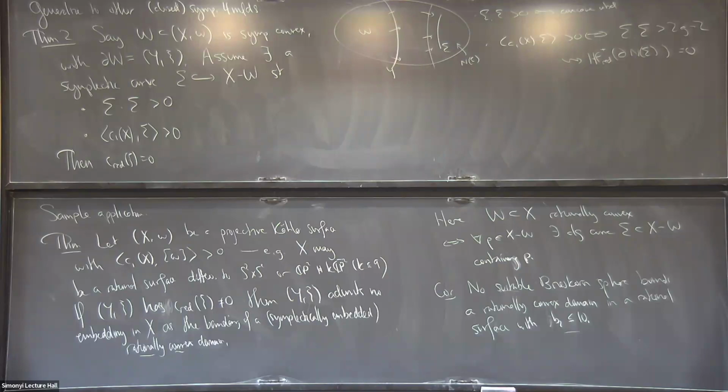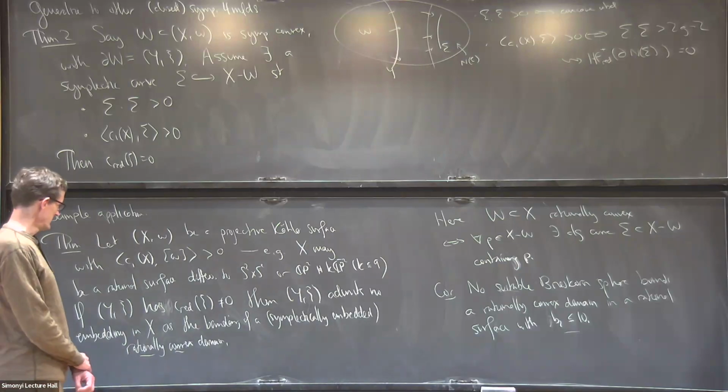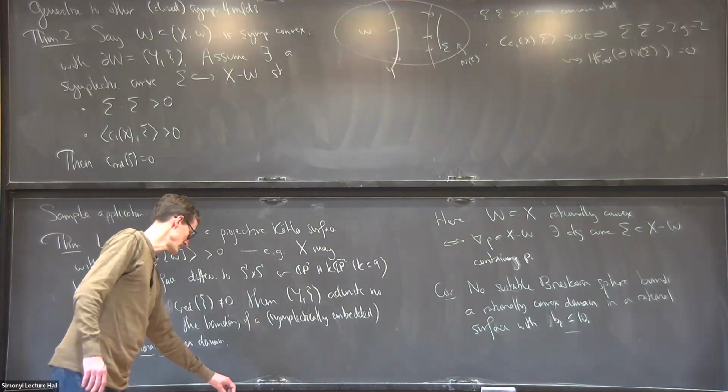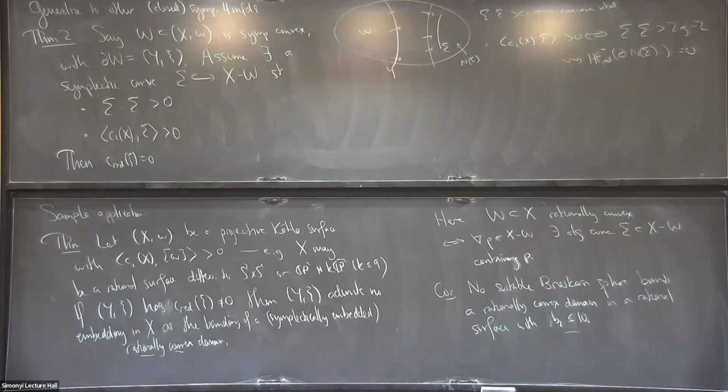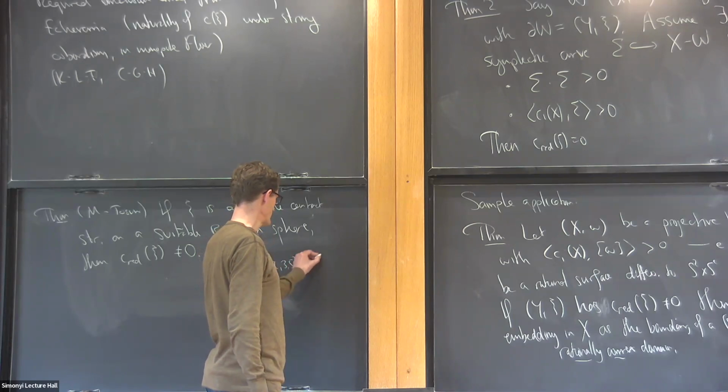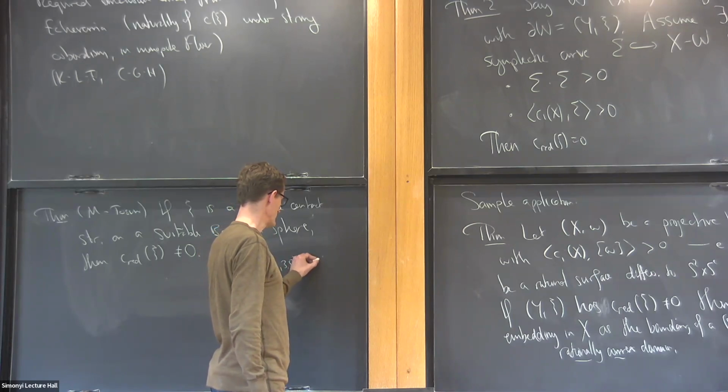Question: In dimension 4, do you have any examples for k larger than 9, with this Stein number condition violated? Yes. I mentioned Poincare spheres, that's Sigma(2,3,5). This one is rationally convex in CP2 blown up 9 times.